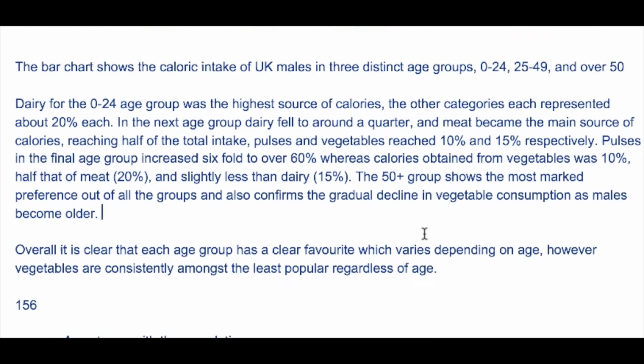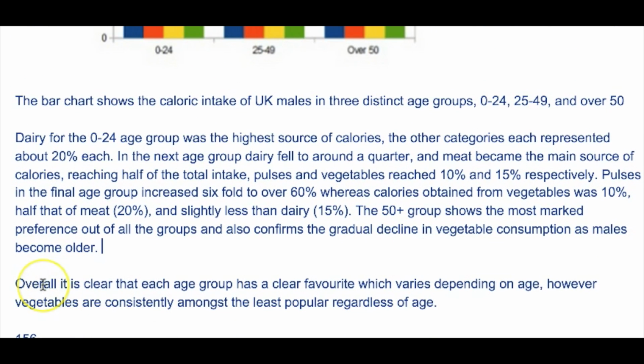And then I have the overall sentence, the famous one. Overall, it is clear that each age group has a clear favourite. Perhaps now, if I'm looking at it again, I would delete that because it says clear twice, which isn't good. As I've already used it, I could say overall it is obvious, maybe. Anyway, I'll change that another time. It varies depending on age.